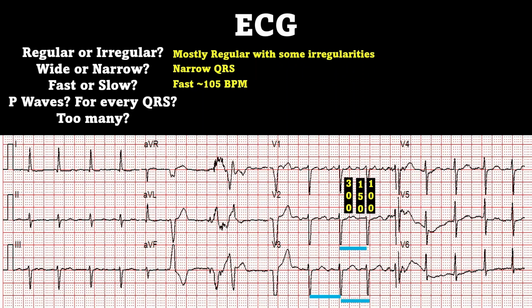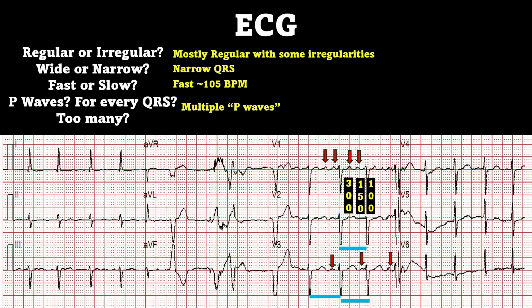In this example, the next QRS complex is a little before the 100 beats per minute marker, so let's guesstimate the rate to be around 105, 110, which is over 100 beats per minute, so it is going to be fast. Next, we look for our P waves or atrial activity.